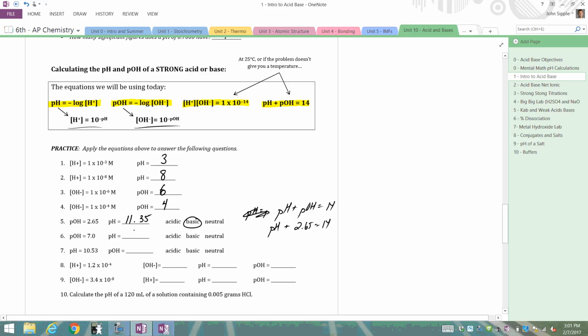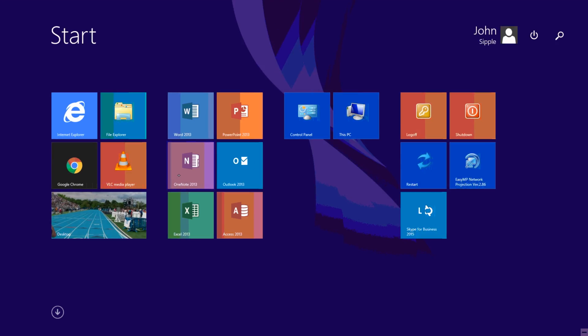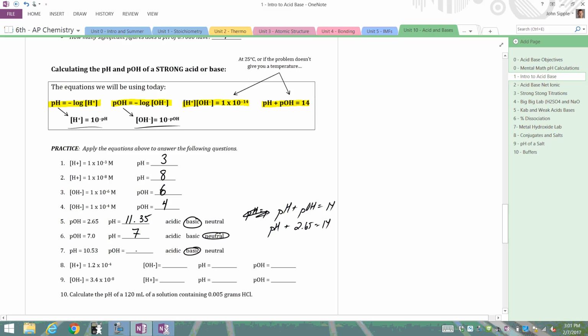If the pH is 7, well, 14 minus 7 is 7. That guy is going to be neutral. All right, if the pH is 10.53, we know that that is a basic solution, and we know the pOH is going to be 14 minus that, so 3.47.